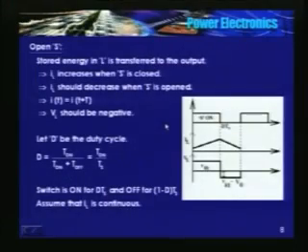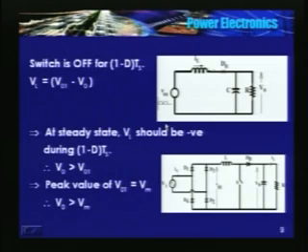So what is the equivalent circuit when the switch is opened? When the switch is opened, the equivalent circuit is something like this. Now, the inductor current should be continuous. Current starts flowing through dB and the load. This is the equivalent circuit.